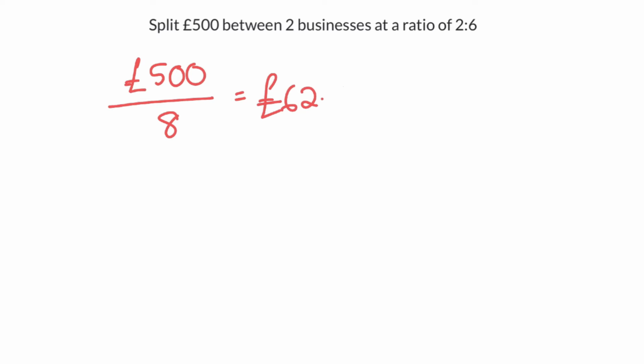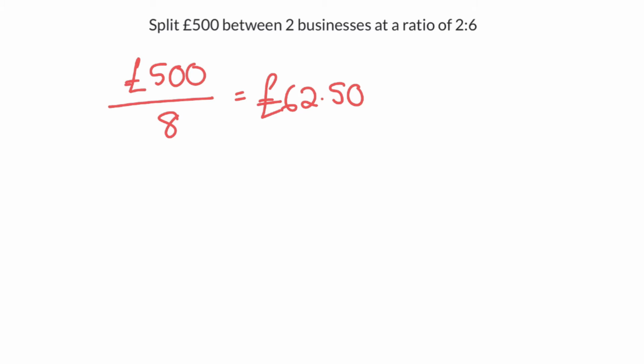Much like when we work out percentages or fractions questions, we need to work out how much one part of the ratio represents of the whole number before we can multiply it up to match the proportions of the ratio. So if we split £500 between 2 businesses at the ratio of 2 to 6, we need to split the money into 8 parts, as that's the total number of parts needed. So £500 divided into 8 parts is £62.50. So one part of the ratio represents £62.50.